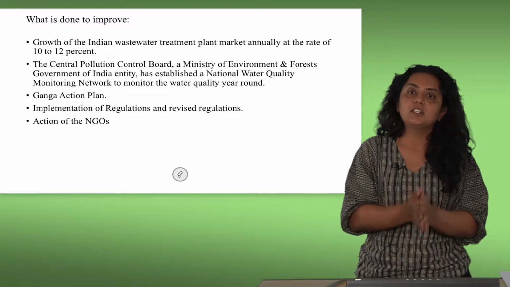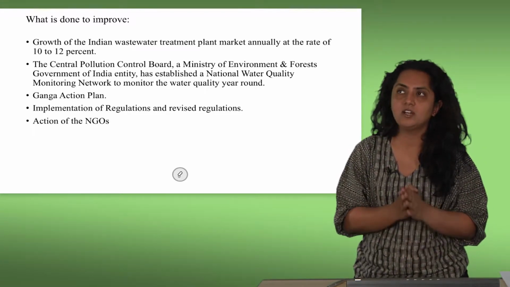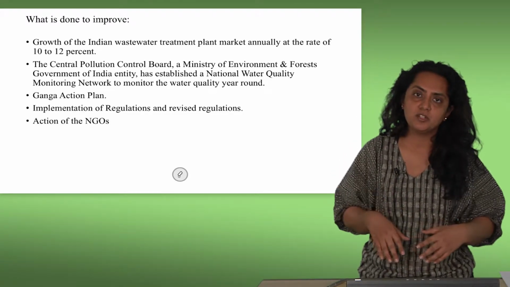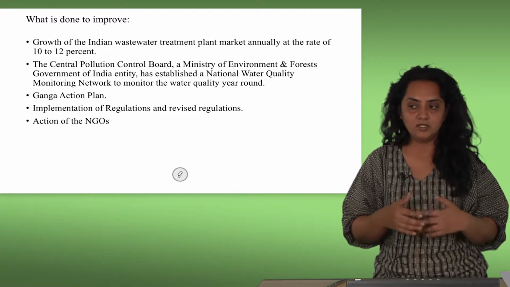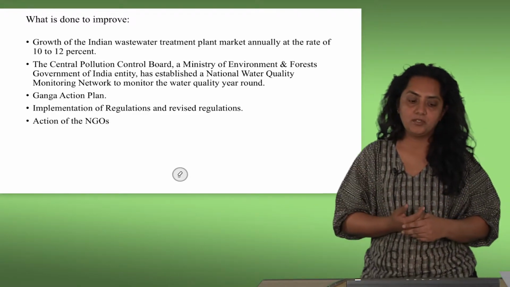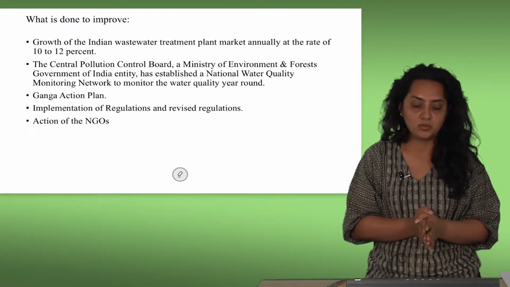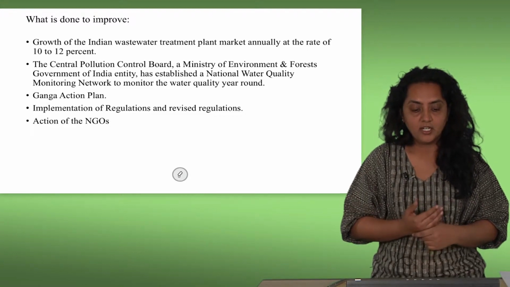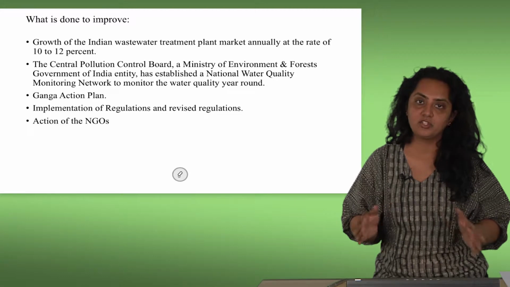There is the much needed Ganga Action Plan, which was implemented in 1984, and we are right now in phase 2 of the Ganga Action Plan, and lots of NGOs have been participating to clean the river Ganga. So there has been massive awareness among people regarding whatever was being done to the river. So we are moving towards improvement, with implementation of regulations, revised regulations and actions of NGOs.